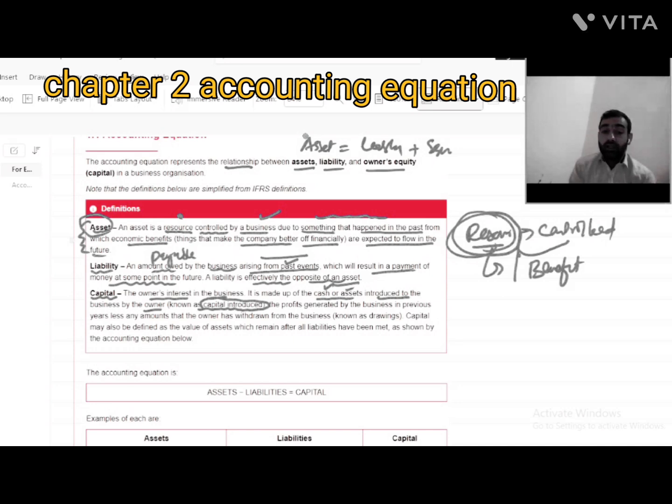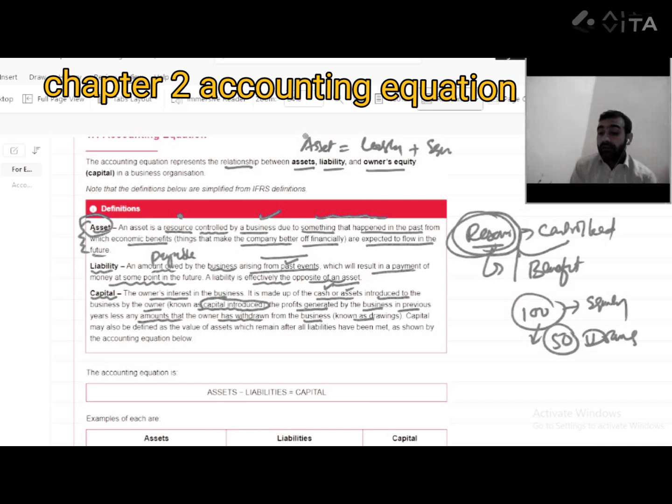Now, the profit generated by the business in the previous year, less any amount that the owner has withdrawn from the business. Let's say you have invested $100 in this business, so that will be your equity, your capital. And if you are withdrawing some, let's say 50, that will be drawing, and that should be deducted from the equity. Why are you reducing your capital? Because you are drawing, you are removing the money, so that is your drawing. So the profit generated by the business in the previous year, less any amount the owner has withdrawn, meaning drawing. So the previous year's profit less drawing.